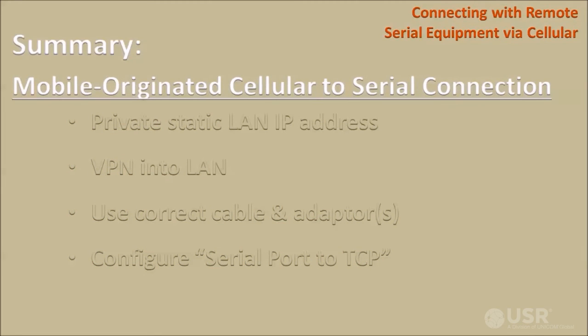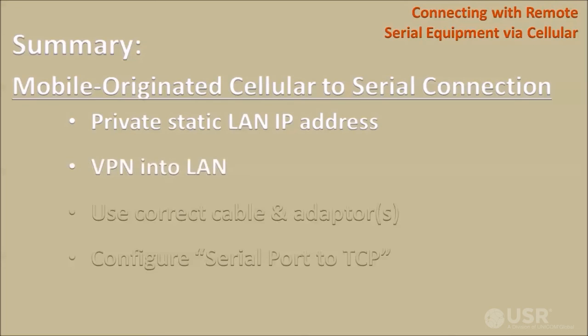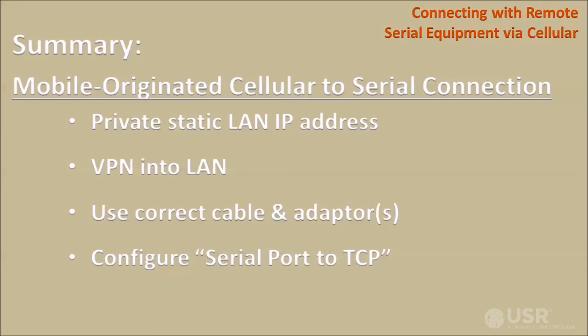The mobile-originated setup requires a local host that's provisioned with a static IP address and a VPN tunnel connecting the gateway to the local area network. The gateway's serial port must be connected to the target equipment's serial port with proper cables and adapters, and the cellular gateway must be configured for serial port to TCP.